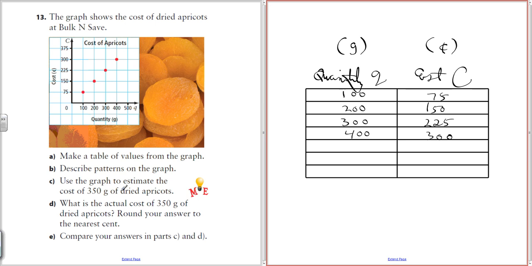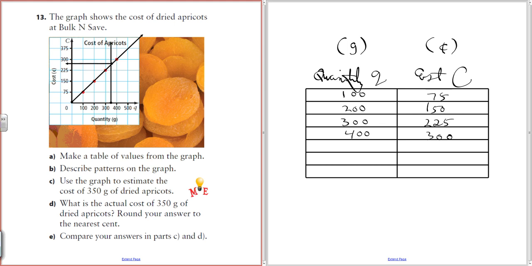Okay. It says use the graph to estimate the cost of 350 grams of apricots. So 350 grams, well, that doesn't fit in here, but it would be midway between these two. So using my table of values, since it's midway between here, the cost would be midway between here, and that would be like, I don't know, 265 or so. But if we used our graph, we could do the same thing. I could find 350 here, draw a line straight up through my values, and where that crosses is going to be the value of my apricot.